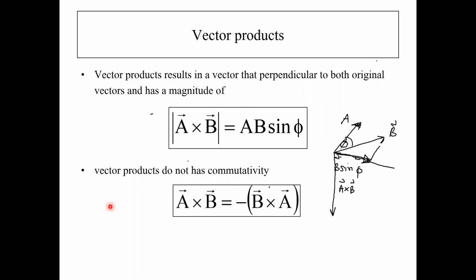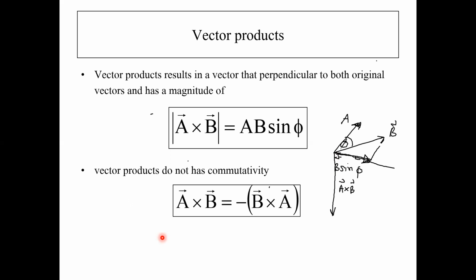Now, the direction of the resultant vector is according to the right-hand rule. So if you put your hand on A and roll it towards B, what you get is downward. So you have A cross B, and the resultant vector is pointing downward.